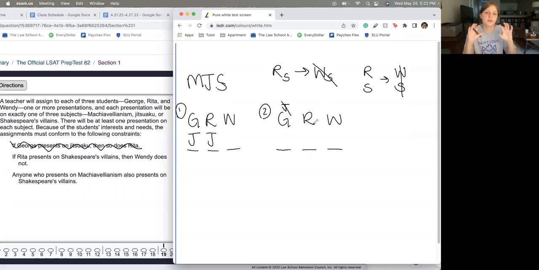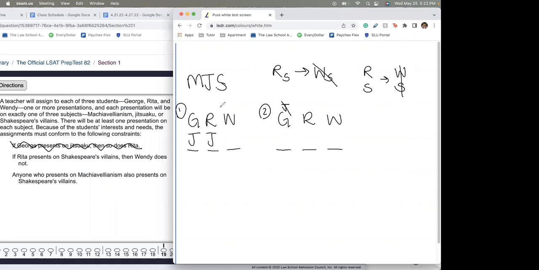So we have to make sure that both of those worlds are following the second rule. The way that we're going to implement it is we're going to look at world 1 and think about this rule in relation to world 1. Then we're going to think about world 2 and think about the rule in relation to world 2. So taking a look at world 1, what are my 2 options here with R presenting on S?